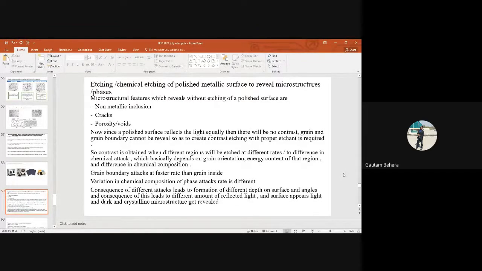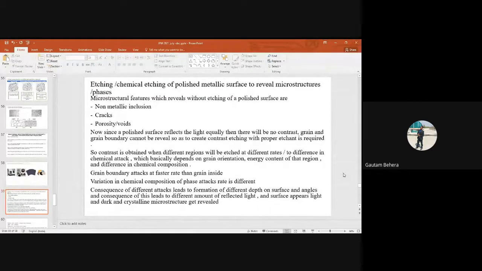But what happens the moment you use an acid for etching? The grain boundary will be attacked at a faster rate, but the inside of the grain will not be attacked at a faster rate. Why? Because the grain boundary is a region of higher energy. So due to the difference in energy, the rate of attack is different.